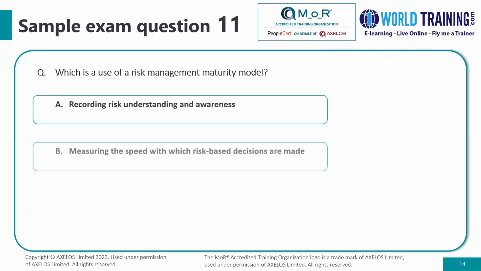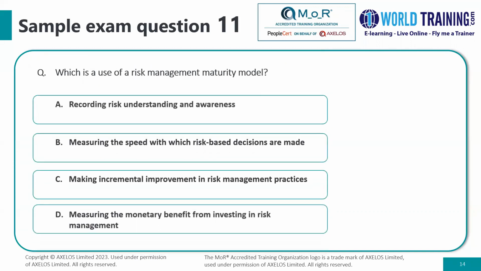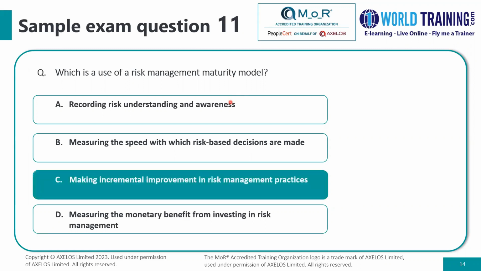Question number 11. Which is the use of a risk maturity model? Correct answer is C. Making incremental improvement in risk management practices is a use of the risk management maturity model. The purpose of the risk management maturity model is to provide a well-structured and detailed guide to facilitate the progressive incremental improvement in risk management practices.